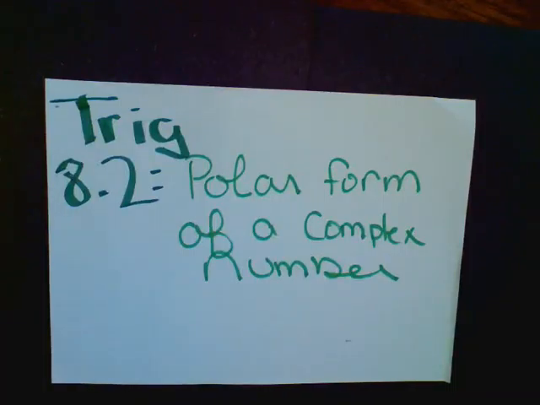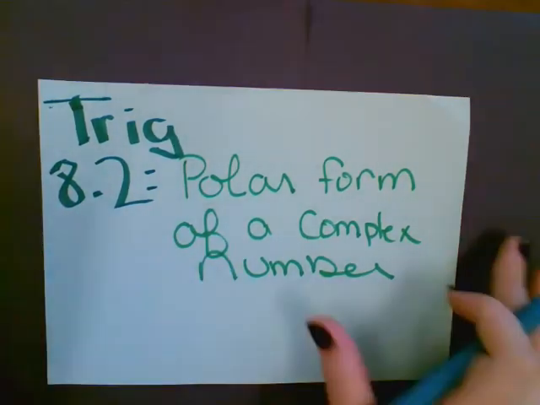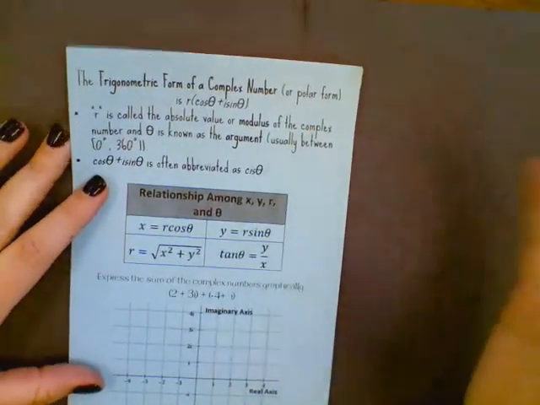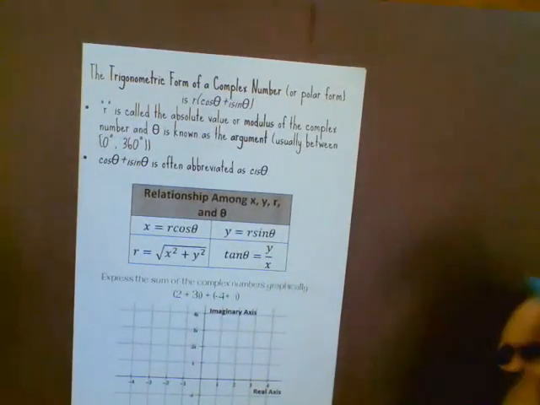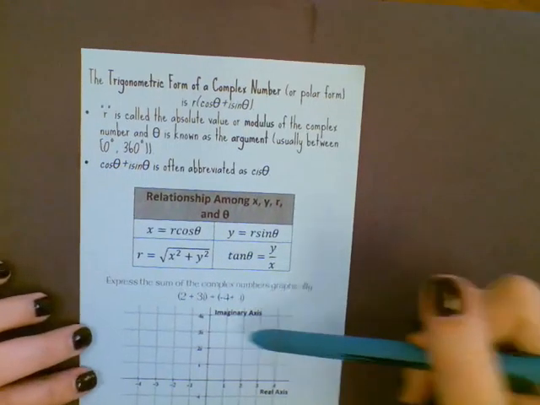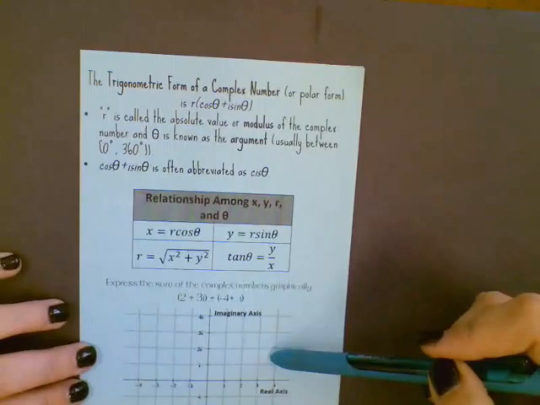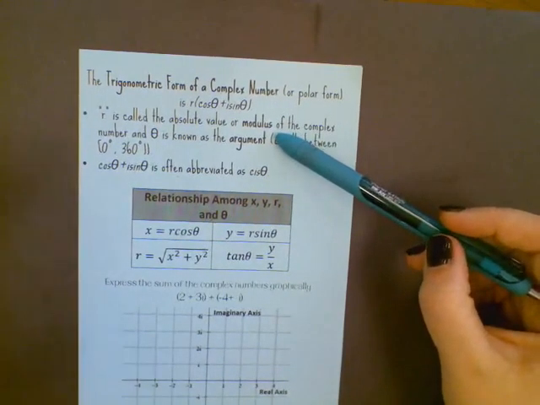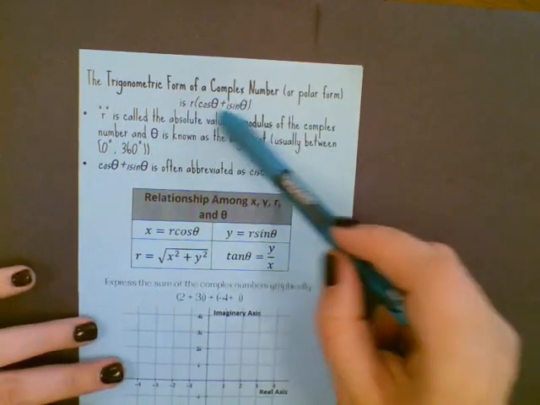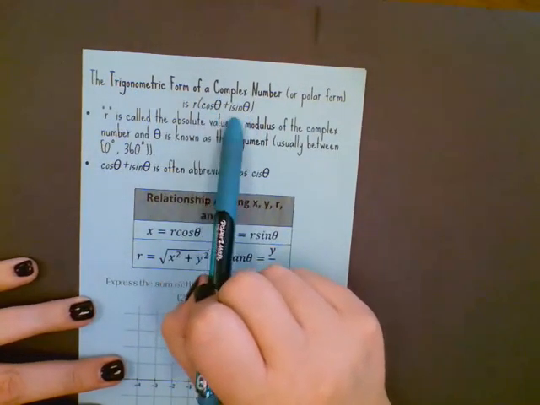Hi everyone, so this is the video for 8.2 and this is on polar form of complex numbers. For this we're changing back and forth in between polar and rectangular form. Rectangular form would just be like the regular form of complex numbers, like the a plus bi, which could be graphed on a rectangular coordinate. Polar form is when it would have cosines and sines with it. We also call that the trig form of a complex number.